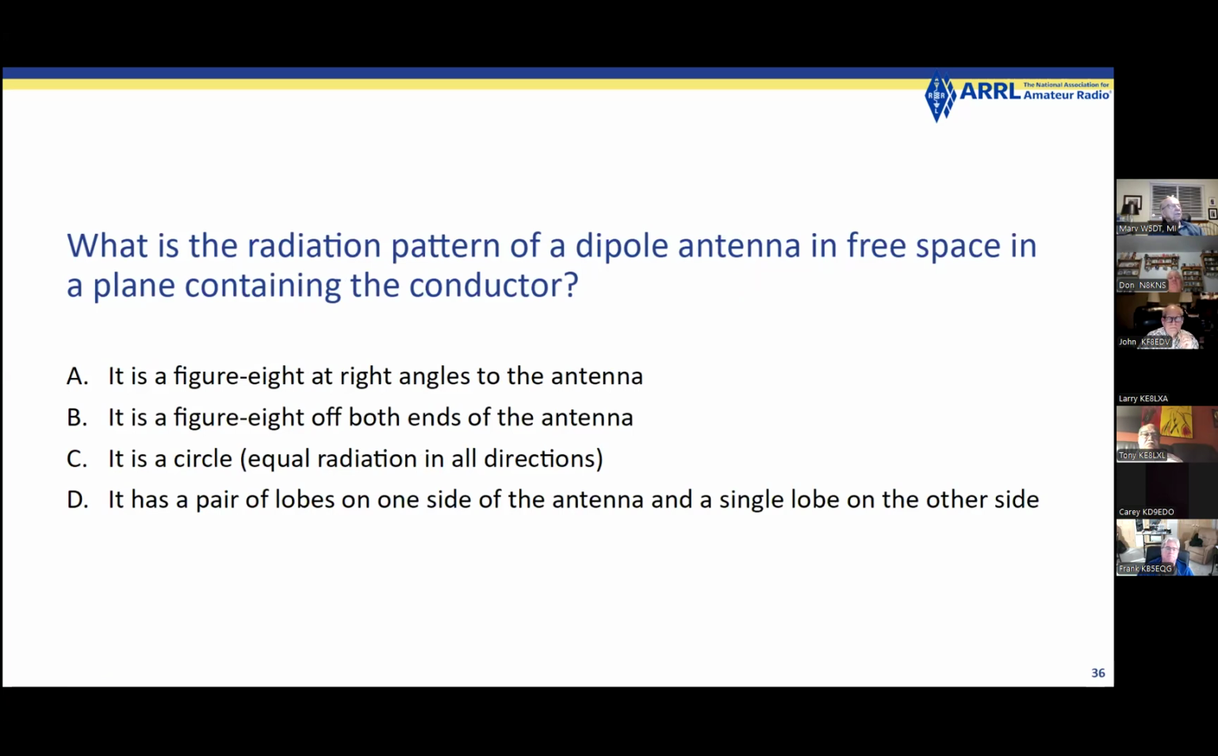What is the radiation pattern of a dipole antenna in free space in a plane containing the conductor? It is a figure 8 at right angles to the antenna. It is a figure 8 off both ends. It is a circle, equal radiation in all directions. It has a pair of lobes on one side of the antenna and a single lobe on the other side. We're talking free space now. I think B. A is a figure 8 at right angles to the antenna. Oh, it's A? Okay.